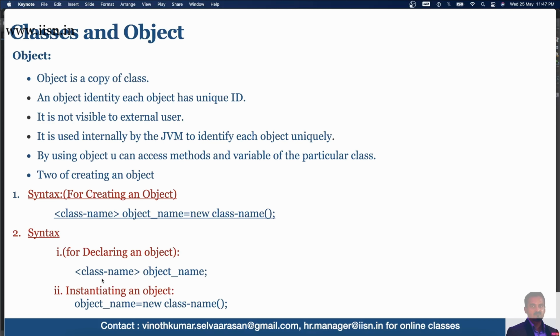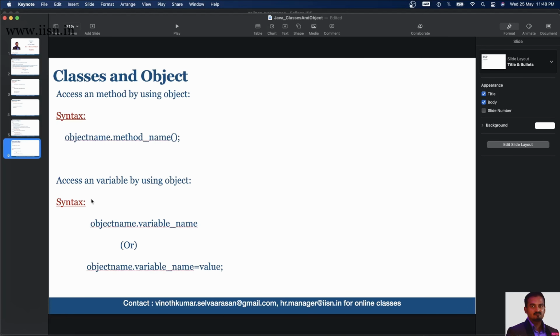Okay, so first for that we have to declare the object. We have to use the class name, space, object name. For initiating the object, we have to use object name equal to new class name. So this is the syntax for creating an object. So that is a two way, right? Okay, so we are going to see another one.